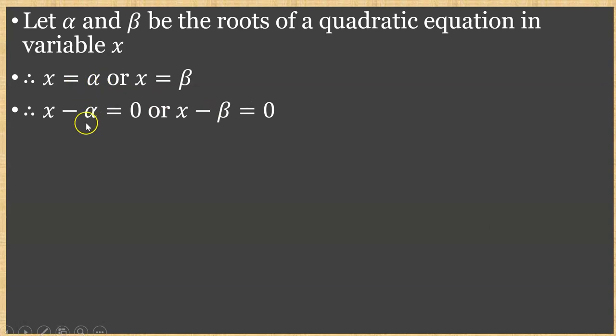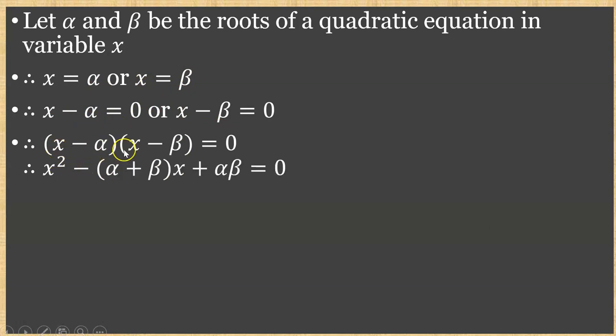Then how can we write it? x minus alpha is equal to 0, x minus beta is equal to 0. Their product: x minus alpha into x minus beta is equal to 0, and therefore x into x is x square, x into minus beta, minus alpha into x, and then we take the minus sign common from both, and take x common. Then in bracket you will get alpha plus beta, bracket complete, into x, and the last term minus alpha into minus beta, that is plus alpha into beta, and that's equal to 0.